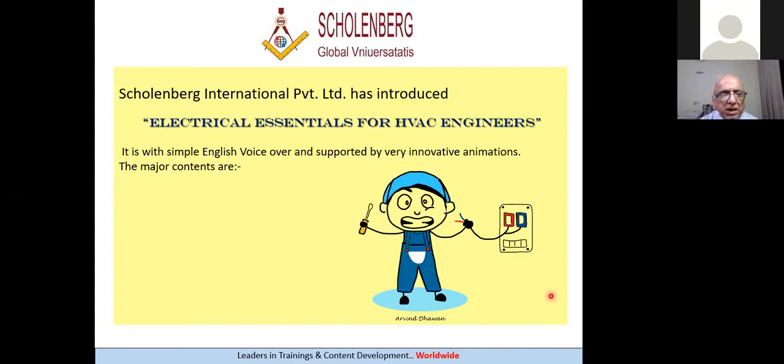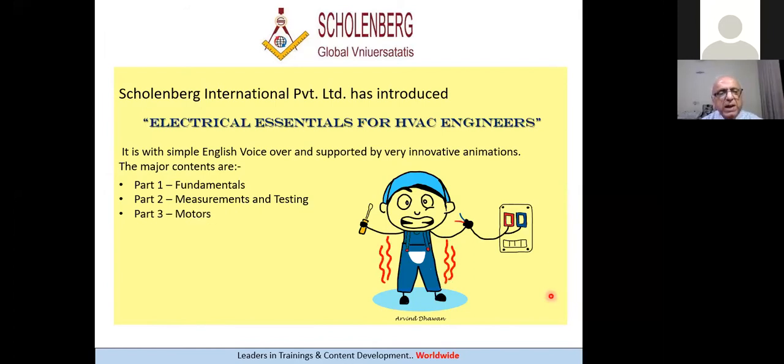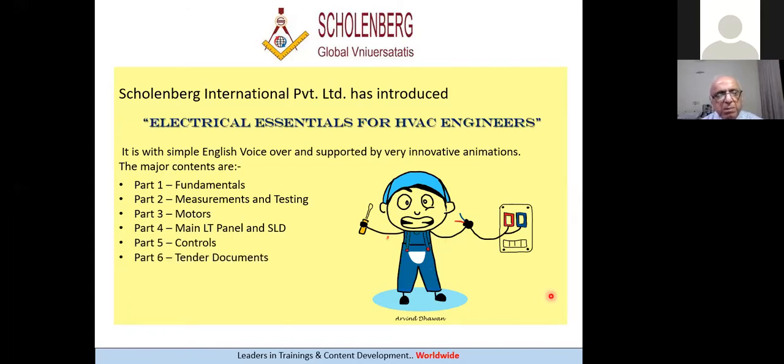So the major content of the course is Part 1, fundamentals, Part 2, measurements and testing, Part 3, motors, Part 4, main LT panel SLD, Part 5, controls, and Part 6, tender document. We have tried to cover the basic things that an employer expects you to have the skill sets and knowledge of these parts, these segments of the air conditioning engineering.